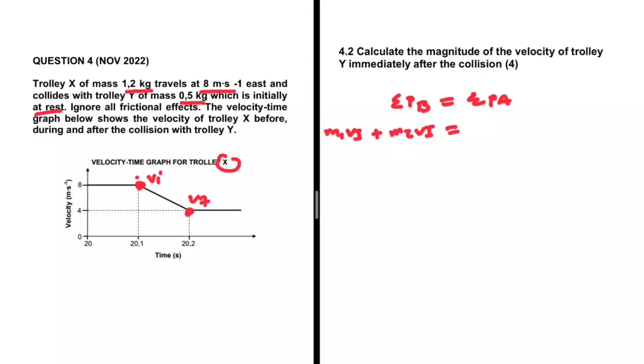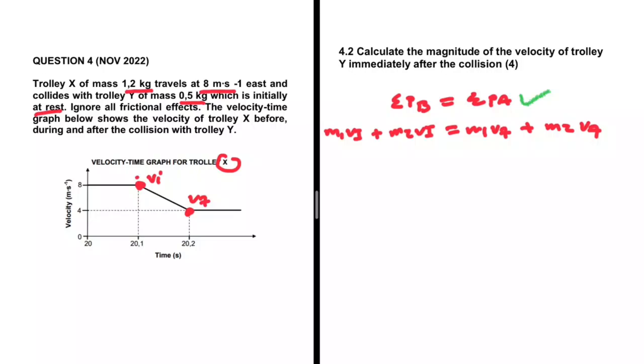They don't stick together after the collision, right? There is nowhere in the question where that is mentioned. So after the collision, we will have M1 V final plus M2 V final. There is a mark for this statement: the sum of the momentum before is equal to the sum of the momentum after.